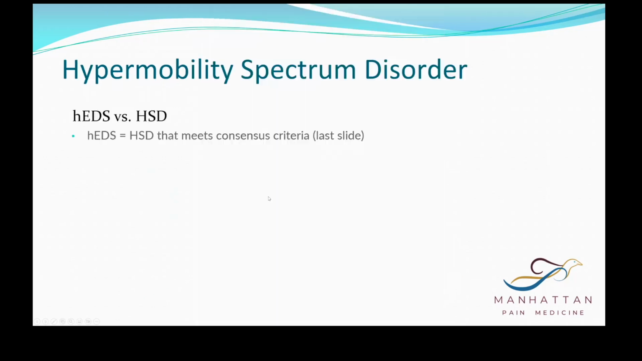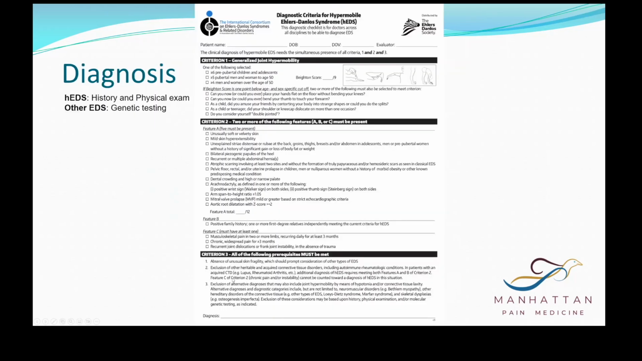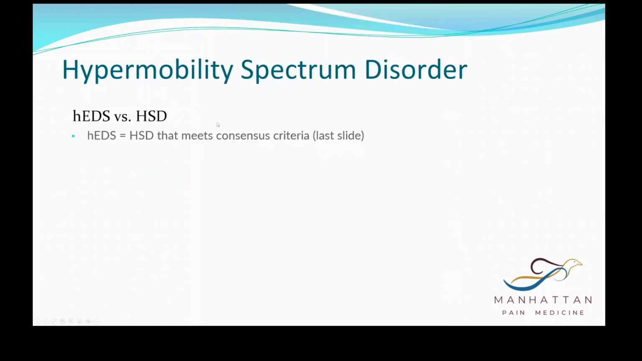The most interesting part about this is at the bottom, which I'll get a little deeper into in a second. When we talk about hypermobility spectrum disorder, what's the difference between hypermobile EDS and hypermobility spectrum disorder? The only difference is that you meet the consensus criteria. So they are otherwise exactly the same.